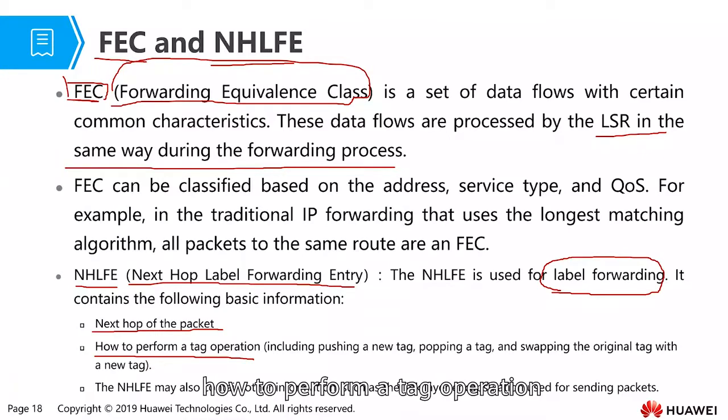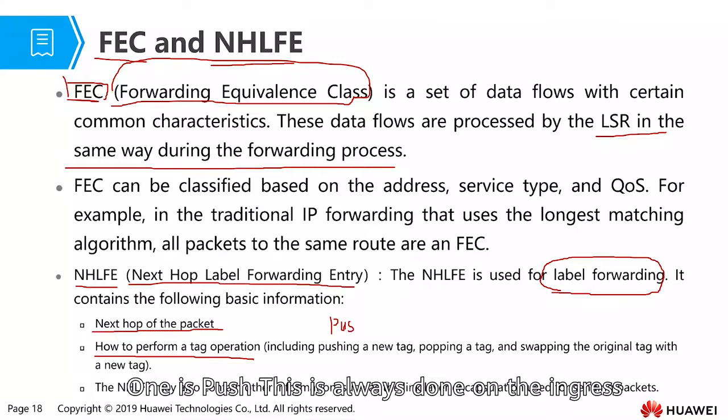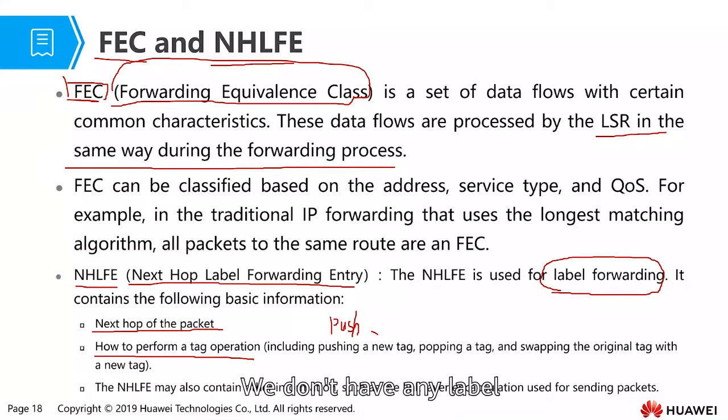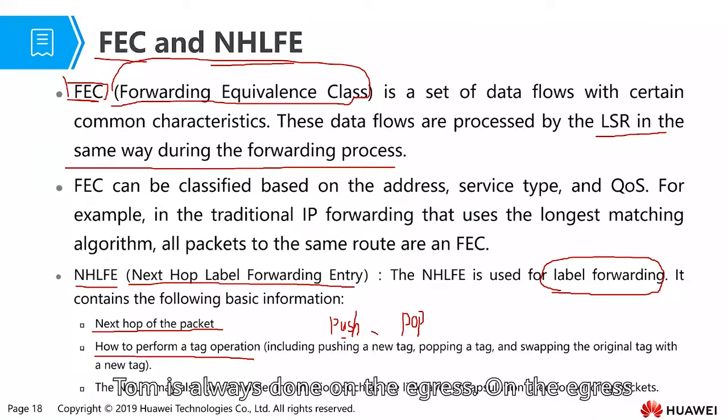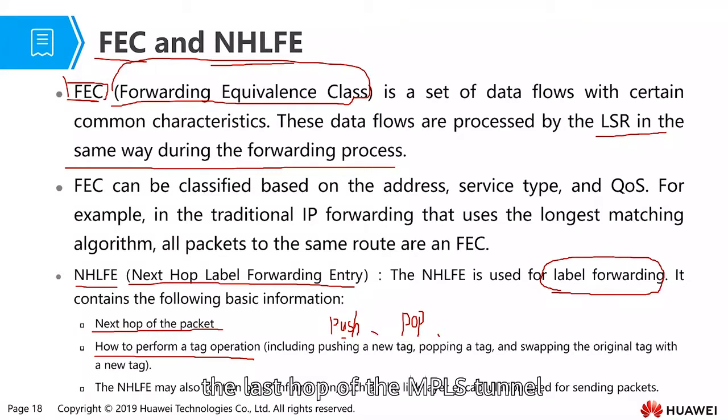For a tag operation, we have three operations. One is push. This is always done on the ingress. On the ingress, we don't have any label, so we will push a label to the packet. And pop. Pop is always done on the egress. On the egress, the last hop of the MPLS tunnel, we will pop the tag and use the traditional IP forwarding. The last is swap.